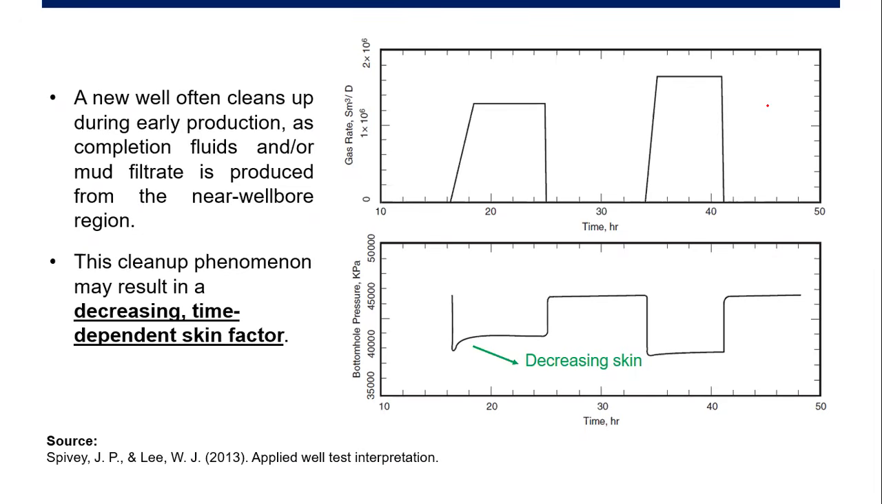A new well often cleans up during early production as completion fluids and/or mud filtrate is produced from the near wellbore region. Okay, so if we have a new well, don't be surprised. We usually have cleanup during early production. Why? Because the completion fluid or maybe the mud filtrate can be potentially produced back from the near wellbore area, produced by the well, and we get rid of that completion fluid and the mud filtrate. Okay, so the well is cleaning itself.